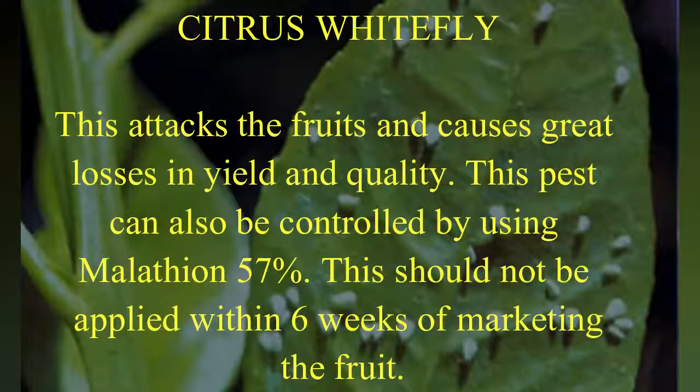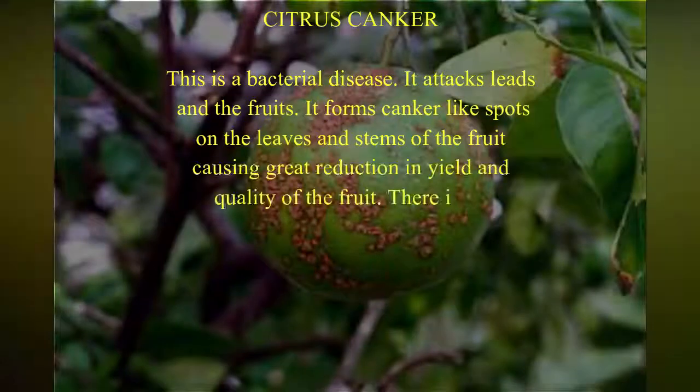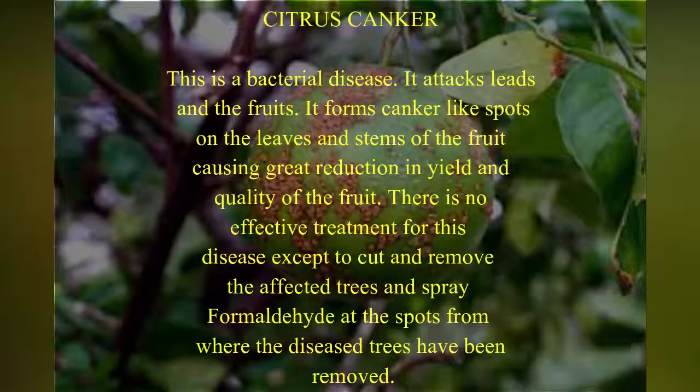Citrus whitefly. This attacks the fruits and causes great losses in yield and quality. This pest can also be controlled by using Malathion 57%. This should not be applied within 6 weeks of marketing the fruit. Citrus canker. This is a bacterial disease. It attacks leaves and the fruits. It forms canker-like spots on the leaves and stems of the fruit, causing great reduction in yield and quality of the fruit.